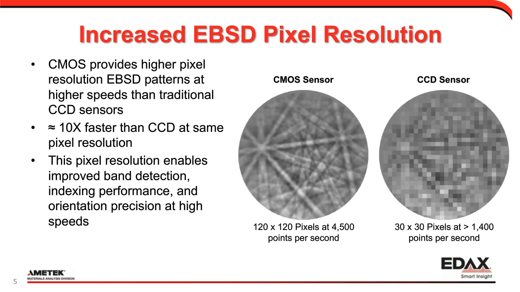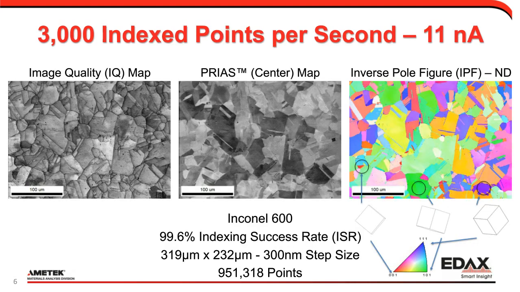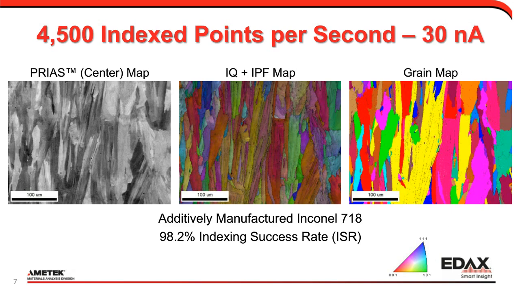This is just an example from our favorite material, Inconel 600, a nickel superalloy, showing 3,000 index points a second. At these speeds, we can get indexing success rates over 99%. And if we push this to 4,500, going on, this is an additively manufactured material. The velocity super goes up to 4,500 index points per second. And this is 98% indexing on what we call more of a real world sample, not just a demo sample. So the camera is very fast. So that's one area we get some efficiency.